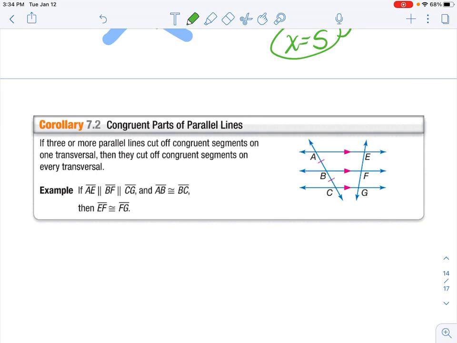And then we have one more corollary. We have congruent parts of parallel lines. If 3 or more parallel lines cut off congruent segments on one transversal, then they cut off congruent segments on every transversal. So notice how AB and BC are congruent between these parallels. That means that EF and FG must also be congruent.